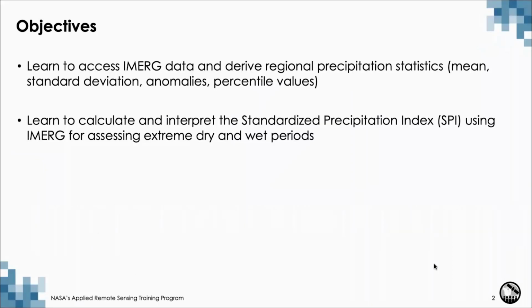Overall objectives of this advanced webinar are to learn to access iMerge data and derive regional precipitation statistics, that is mean, standard deviation, anomalies, which is departure from mean, and percentile values of precipitation. All these are useful for deciding dry and wet episodes regionally as well as locally. A further objective is to learn to calculate and interpret the standardized precipitation index, or SPI, using iMerge, and that also helps in assessing extreme dry and wet periods. So there are multiple ways to look at precipitation statistics, and that is the focus of this webinar.